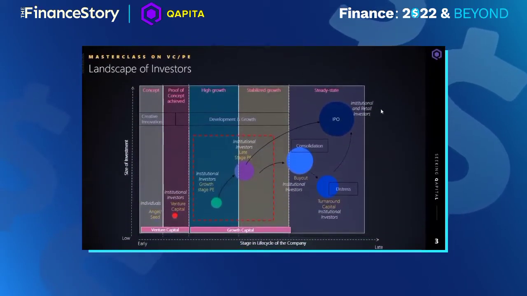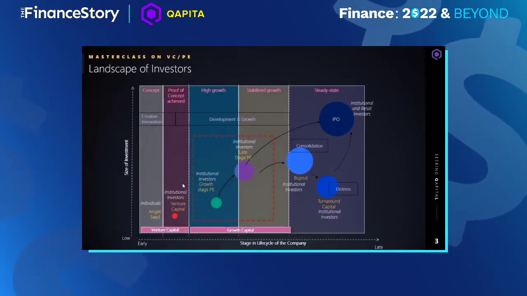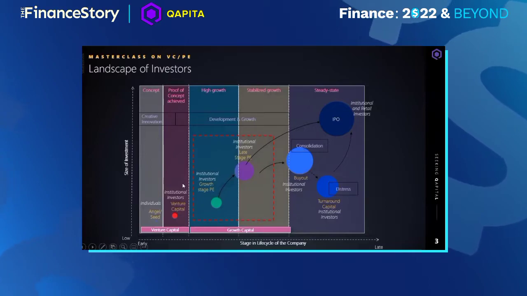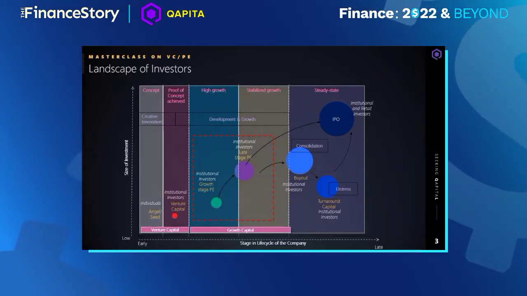We hear the word VC and PE, venture capital private equity, used very synonymously, and that is used as a term to cover all sorts of investors. The terms are fluid, but there are some parameters by which you can bucket these categories of investors. And I'm presenting this across the life cycle of a company.